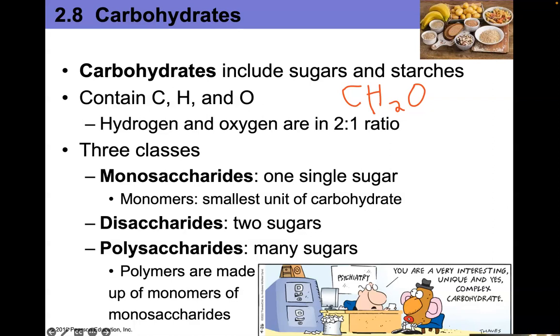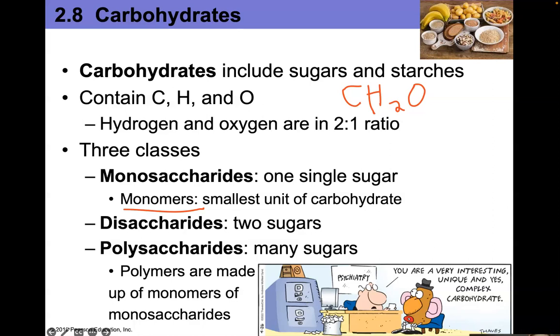There are 3 classes. There's monosaccharides, which is your simplest monomer. That's your smallest unit of a carbohydrate. So you should know the monomers of each of these organic compounds. So you want to know that the monomer of carbohydrates is monosaccharides, okay?